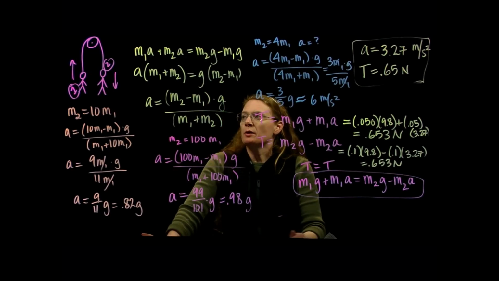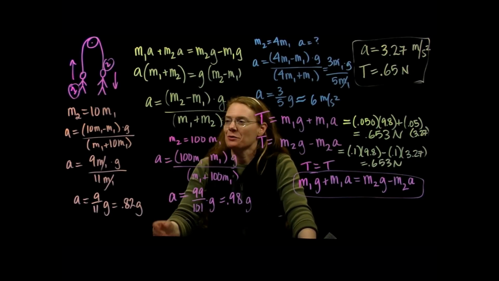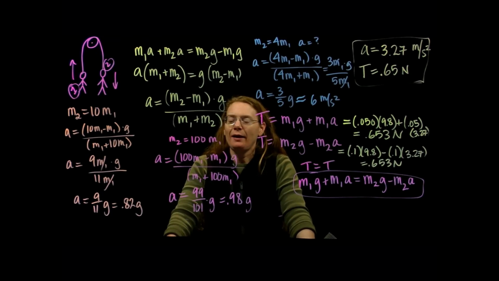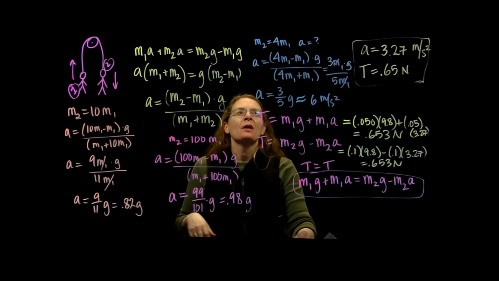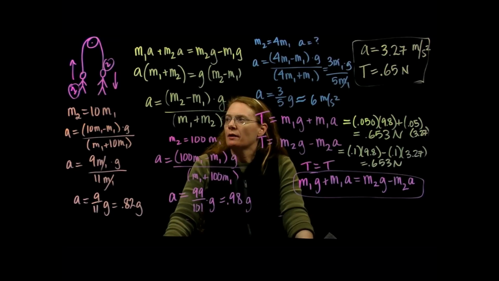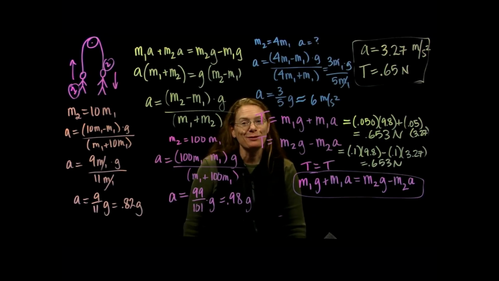So that's a 2-object problem, and I wanted to ask some conceptual questions related to it and show you that, hey, yeah, this is approaching a free fall problem once we get the masses to be different enough, a big enough mass difference. So there you go, another 2-object problem. Good job.